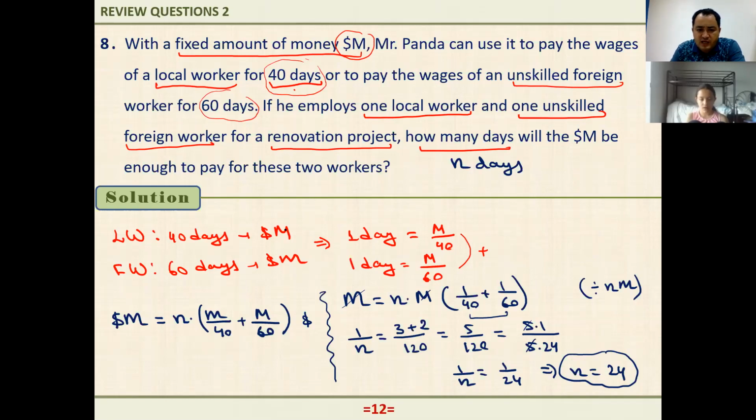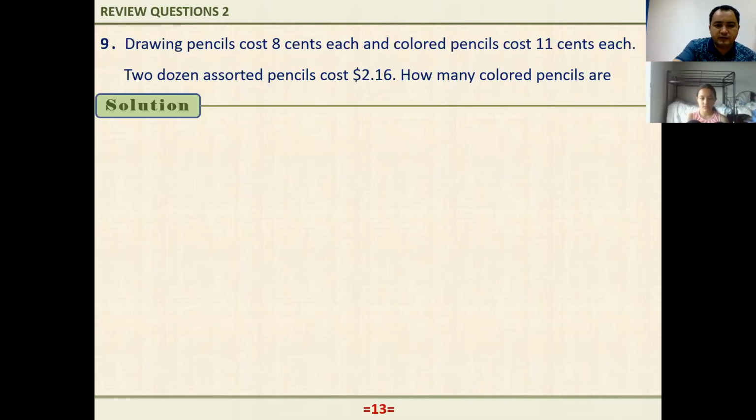But if this guy works alone, you need to wait for 40 days. If this guy works alone, you need to wait for 60 days. Now you decided to employ these two guys together at the same time because you know their rate, right? After all, you're going to spend a fixed amount of money for this job. So it takes 24 days. So you are saving days. You don't have to wait for a long time. Okay? All right. Let's move to the next question.